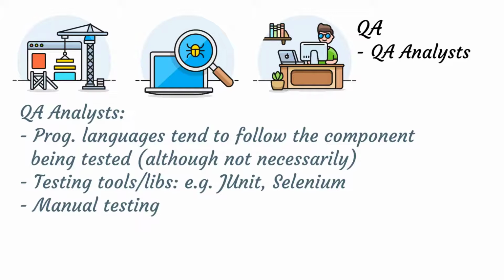Now, in terms of programming languages, QA analysts tend to follow the component being tested. What do I mean by that? If they're testing the backend of a system or of an application and that backend is being developed in Java, in general, although this is not mandatory, the automated tests that are going to be written are also going to be written in Java. And that's where testing tools start becoming important. For example, if an application is developed in Java, it is very common, although it's not the only framework, to be using JUnit, for example.